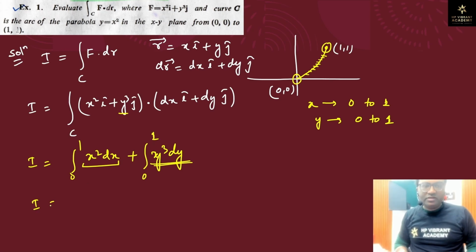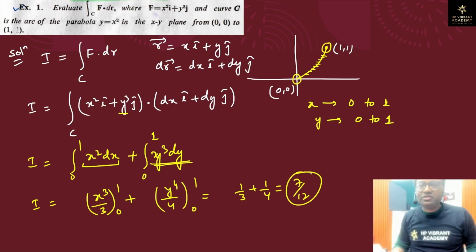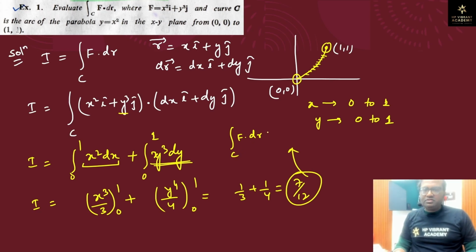So the value of I is, let us integrate this. This is x cube by 3, limit from 0 to 1, plus y to the power 4 upon 4, limit from 0 to 1. This will be equal to 1 upon 3 plus 1 upon 4, so this is 7 upon 12. So 7 upon 12 is the value of the line integral along the curve C given by the arc of a parabola from 0 comma 0 to 1 comma 1.